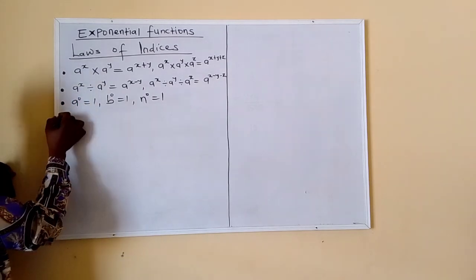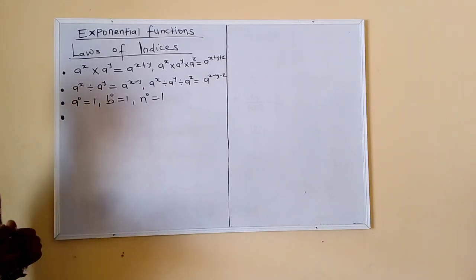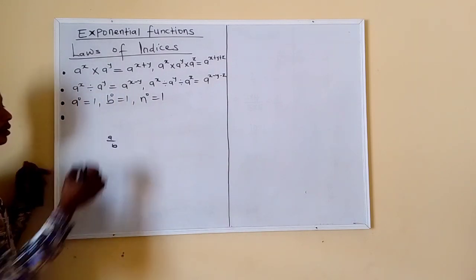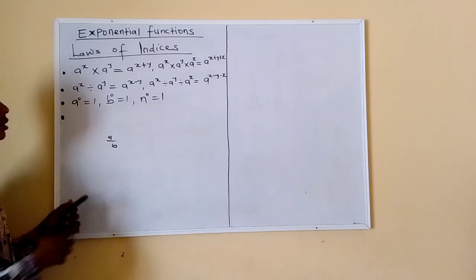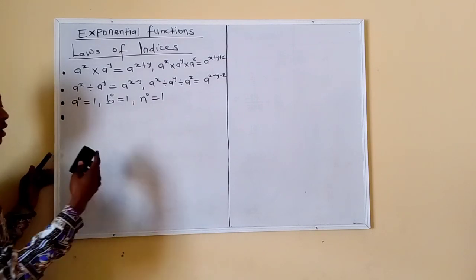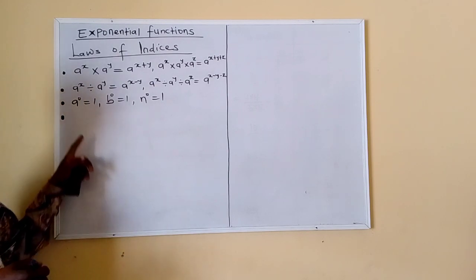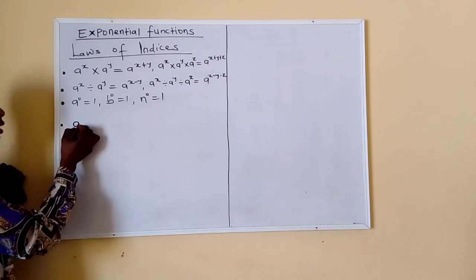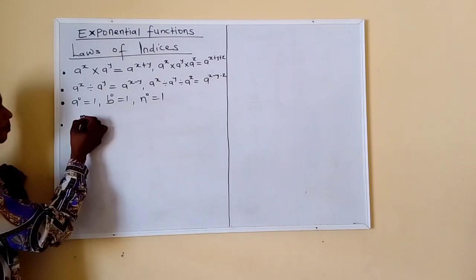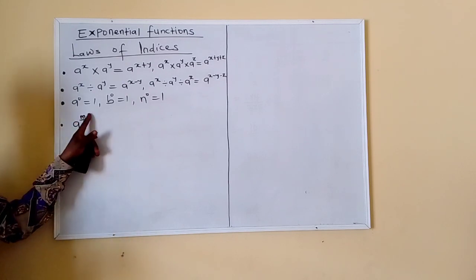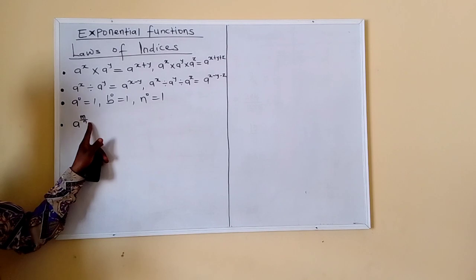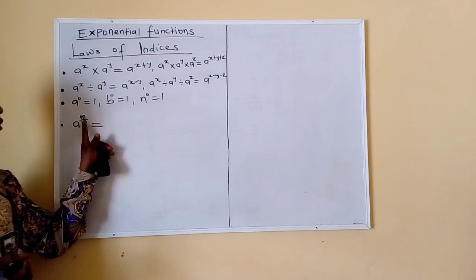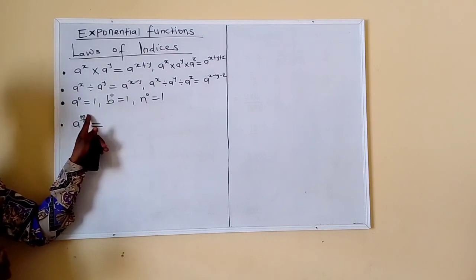The next law we'll talk about is the fractional index law. A fraction is a number that has a numerator and a denominator. So the fractional index law deals with an expression that has a base and the power of that base is a fraction. For example, if you have a raised to the power of m over n, where m is the numerator of the power and n is the denominator, the denominator of the power becomes the root of the entire expression, while the numerator is the power of the expression.